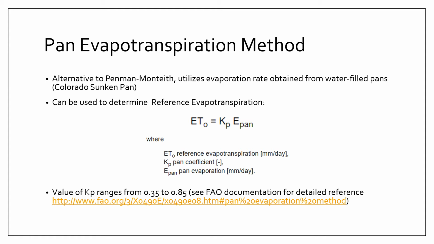The other method is the pan evapotranspiration method. This is a much simpler one, and what you need here is just a set of water-filled pans. The common one is the Colorado sunken pan type of evaporation pan. It's quite simple: you just need to know your pan coefficient, or K sub P, and then multiply it by the pan evaporation as measured by your evaporation pan. The value of K sub P ranges from 0.35 to 0.85. There are factors considered there, but for our purposes, we don't need to go further into that.